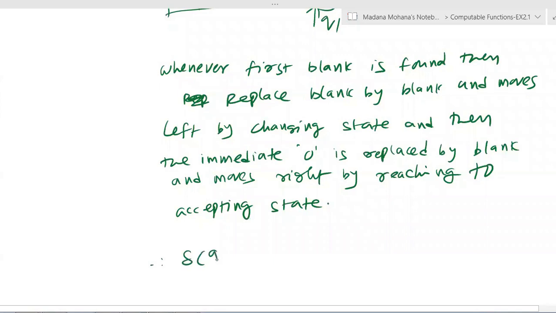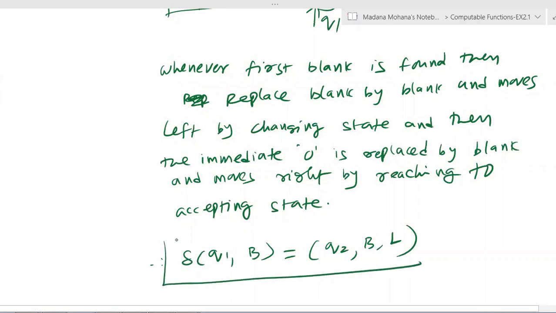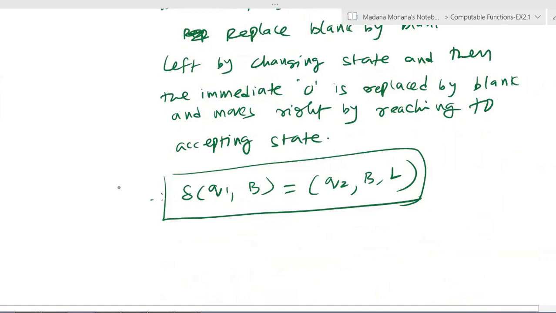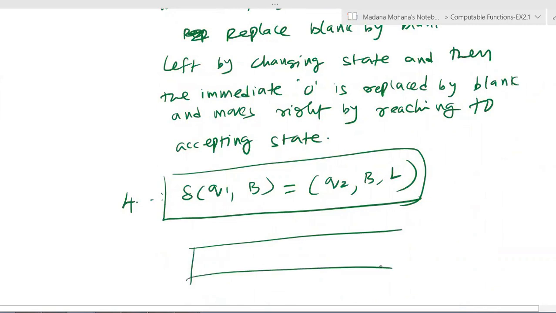You are now at q1. Whenever blank is there, q1 and blank equal to, it changes the state. Blank is replaced with blank, then it moves right. Now this is the fourth transition. Then see the configuration of the tape now. Here what you will get? 0, 0, 0, then total 6 zeros.